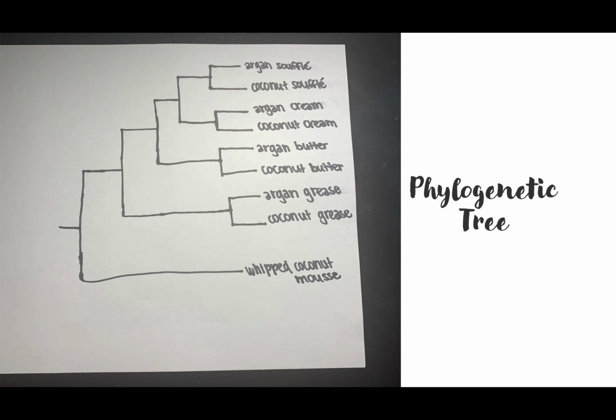And then we have the root of our tree, which is the basis of this tree to show that there is some sort of evolutionary similarity. They're not just randomly organized.